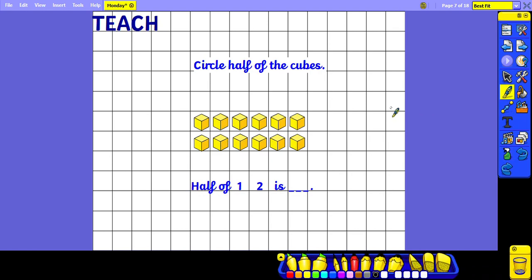Now I'm going to circle half. So I could circle one half by just circling a row, or I might want to circle it this way. Doesn't matter which way you do it, because either way you're circling one half of 12. Okay, and then to find the answer we need to count how many there is in the group. 1, 2, 3, 4, 5, 6.